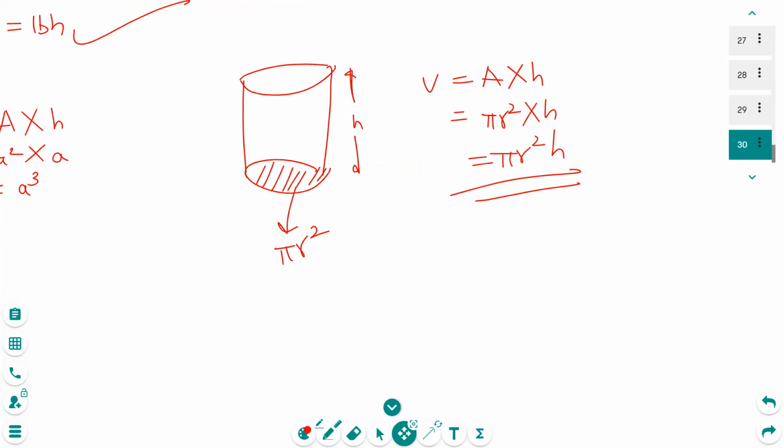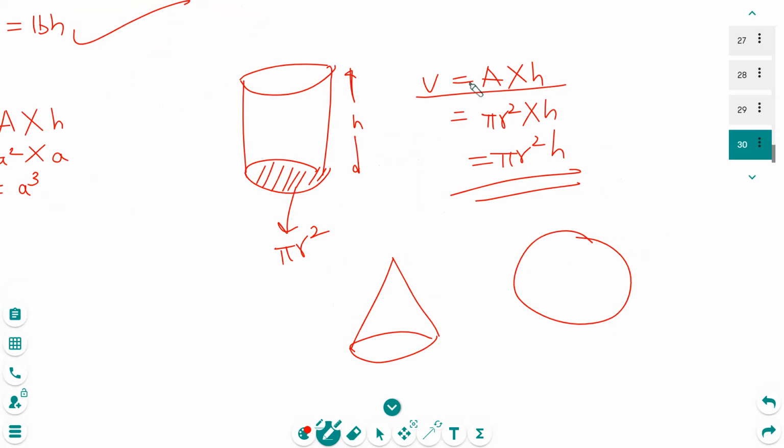Now, cone doesn't work like this. Okay, cone doesn't work like this. It doesn't follow this formula. I will tell you why. And another thing, the sphere also doesn't follow this formula because it doesn't have a base actually. But we will talk about this.